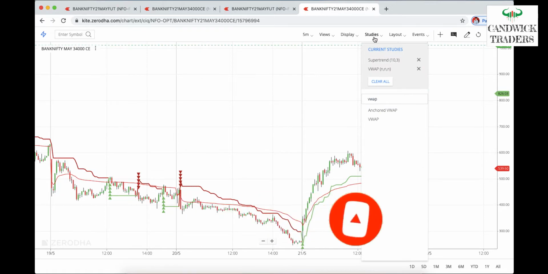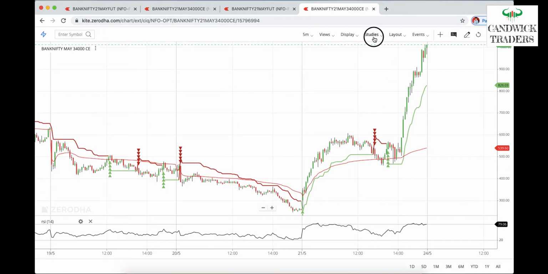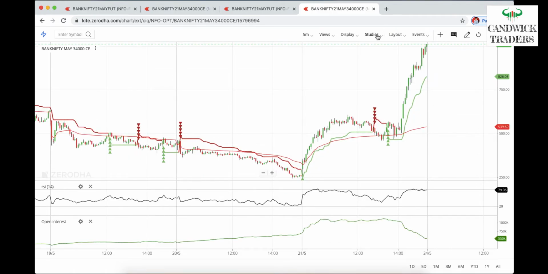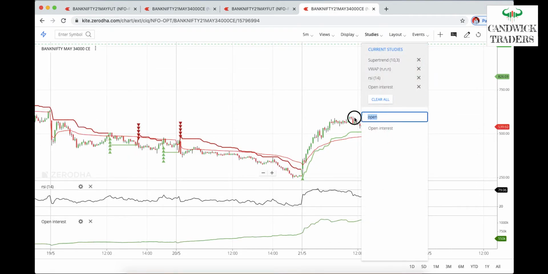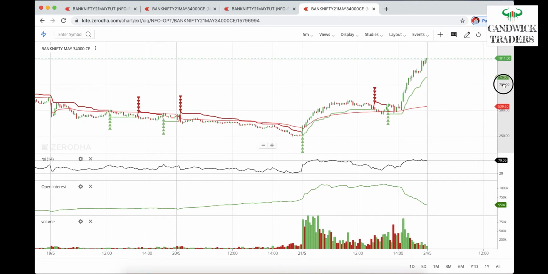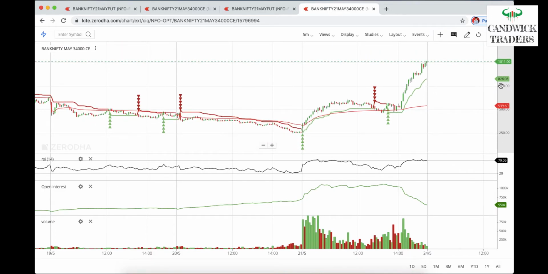And then RSI, relative strength indicator. Then we are adding the important factor, that is open interest. And then volume is also required, right? Volume chart. If you miss anything, please go back to the video and check it again.